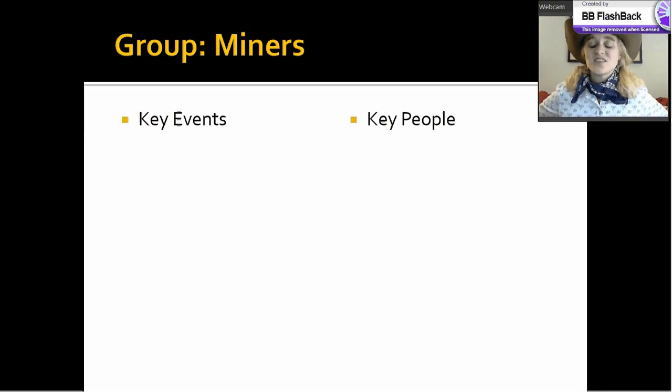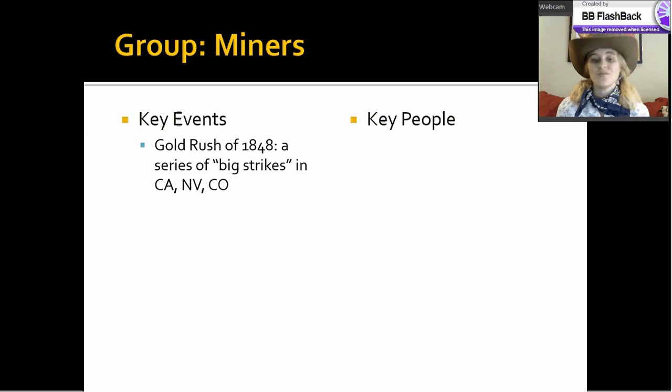So the miners actually get their start in the West in the early 1800s, going back to the gold rush of 1848, where all along the West Coast in California, Nevada, and Colorado, there are gold strikes. Rumors of gold get back to the East Coast, and suddenly there are flocks of people who are coming to the West to look for gold to make it rich, right? So you might have heard these people called the 49ers, not the football team, right? But that's where the football team gets their name from.